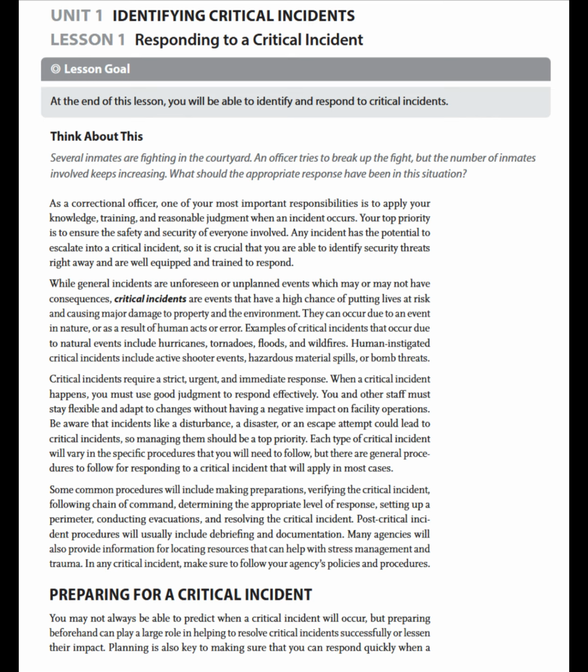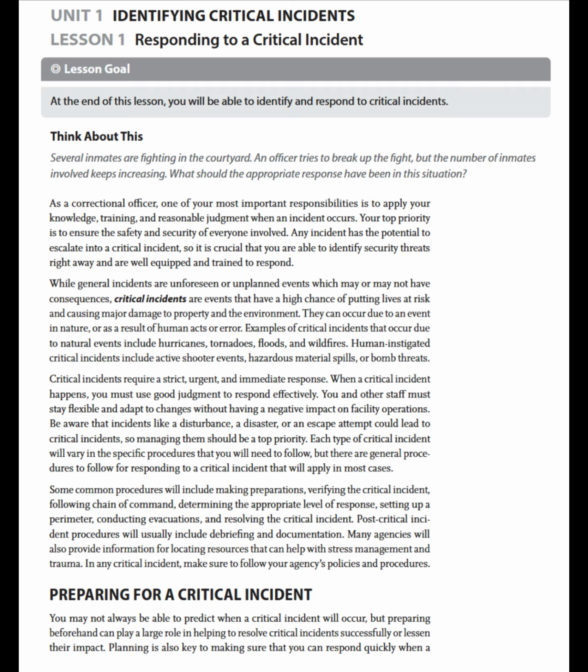Post-critical incident procedures will usually include debriefing and documentation. Many agencies will also provide information for locating resources that can help with stress management and trauma. In any critical incident, make sure to follow your agency's policies and procedures.